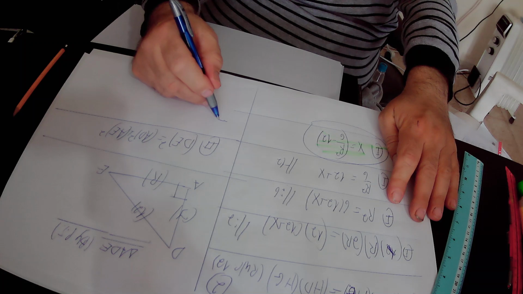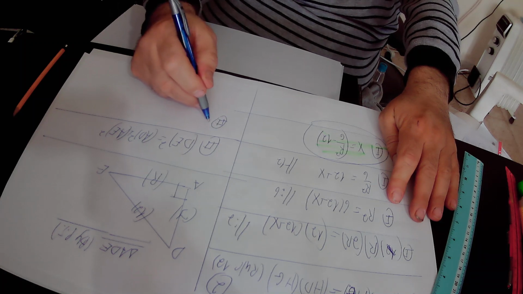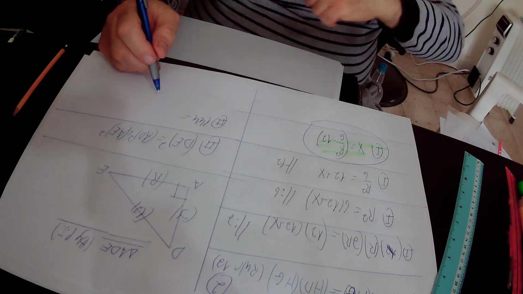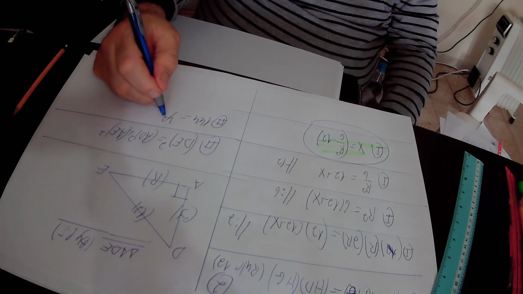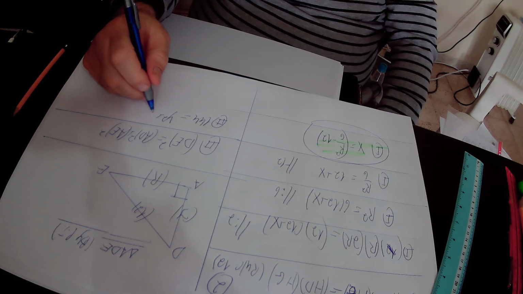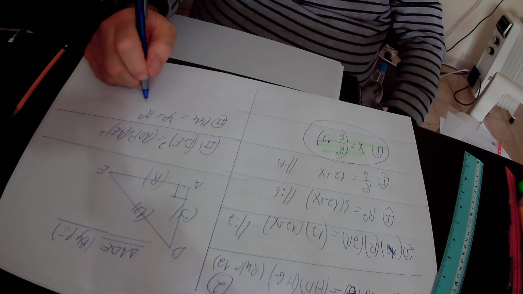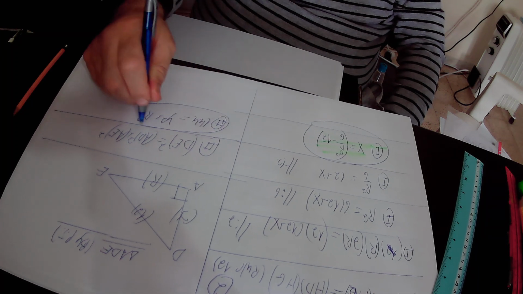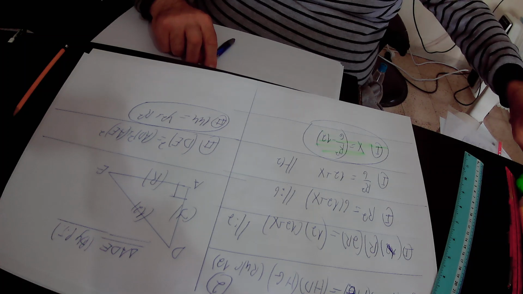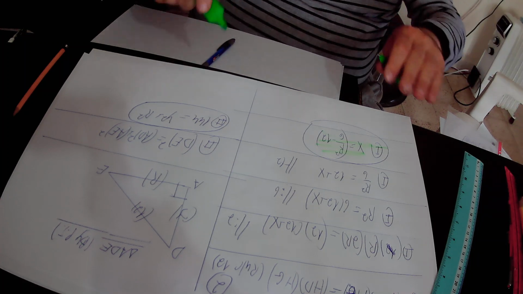The hypotenuse DE is 12, therefore DE square is 12 squared, that is 144, and it equals AD square. AD is y, therefore AD square is y square, plus AE square. AE is r, therefore AE square is r square. In conclusion, according to equation 2, y square plus r square equals 144.